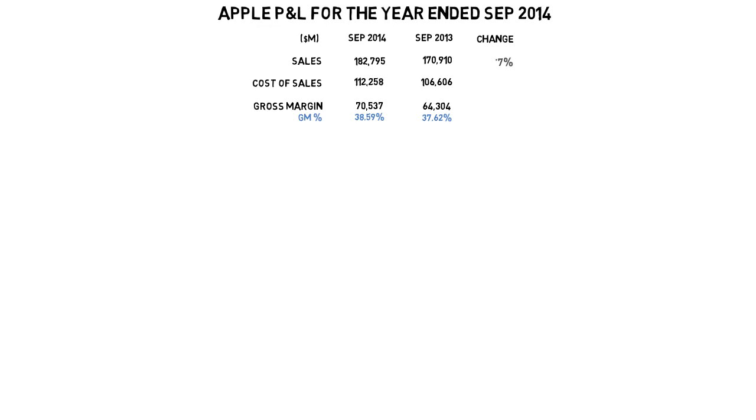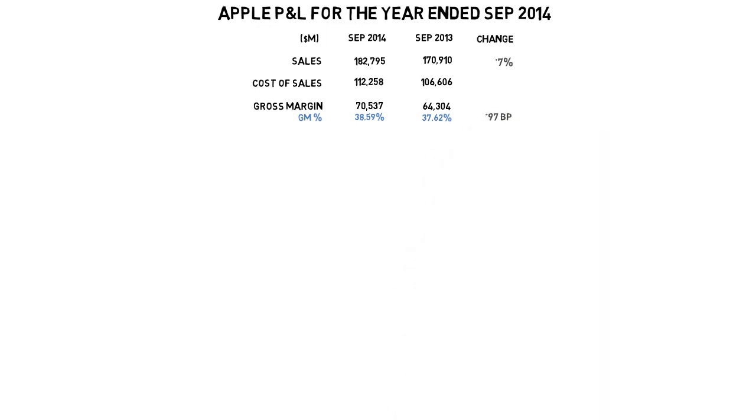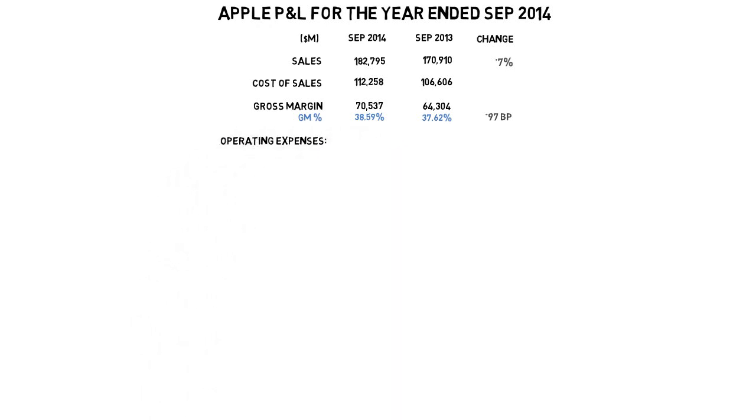What we see from these figures is that Apple has been successful in expanding its gross margin. We can calculate that expansion as 38.59 minus 37.62, and that comes out at 0.97%, just under 1%. You'll often see this expressed by analysts as 97 basis points, a basis point being 1/100th of a percentage point. Okay, let's keep going down the P&L.